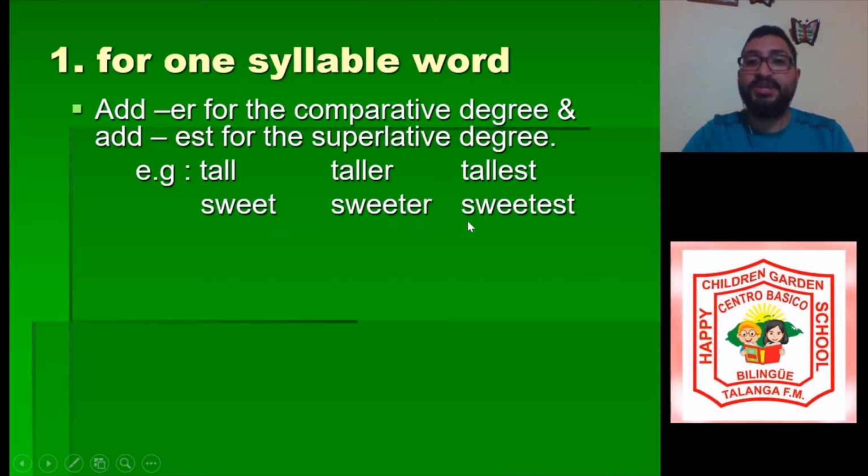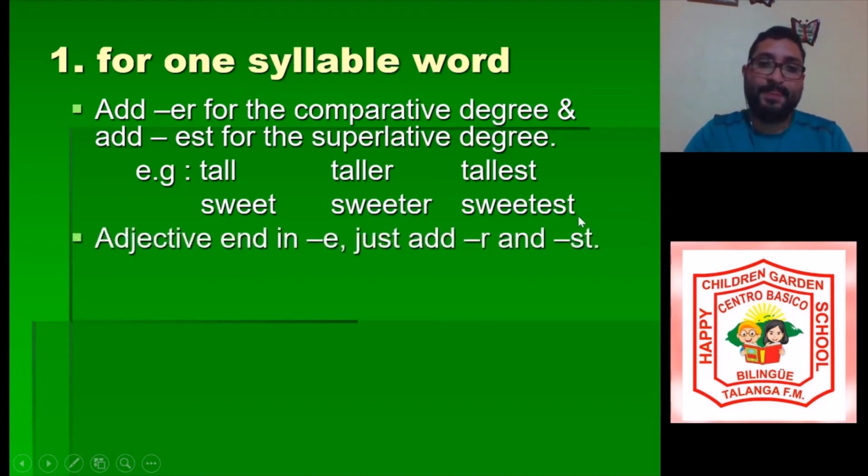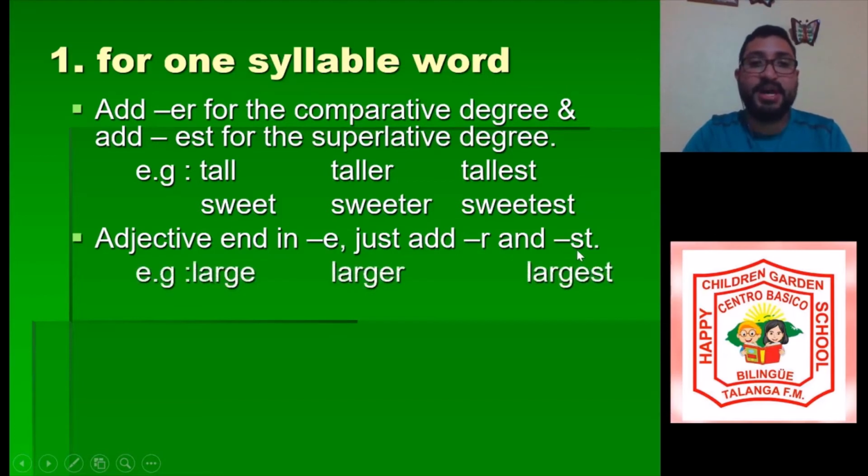And in superlative, sweetest. Now, for the adjective, when the adjective ends in an E, we're only going to add R or ST. For example, large will become larger, see, only add the R, and largest, add EST. Late will become later, and latest, add R or EST.